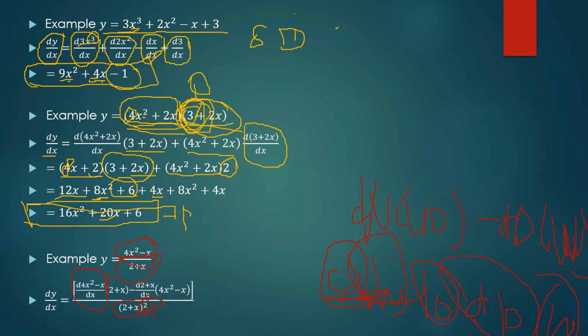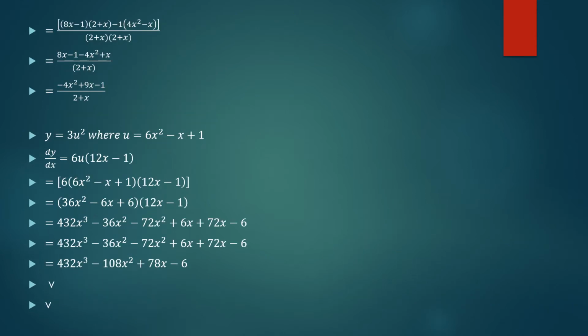So remember that is 4x squared minus x times the 2 plus x, minus the derivative of the 2 plus x times the numerator, which is this 4x squared minus x. So this is how they do it. So if you're going to derive the 4x squared, the exponent is multiplied to the absolute number. Always multiply the exponent to the absolute number if that function has an absolute number.